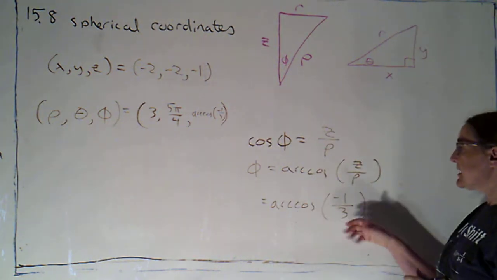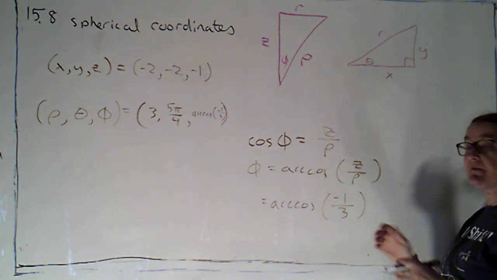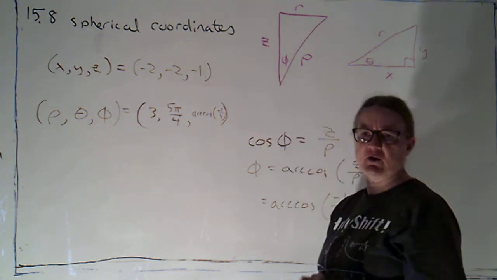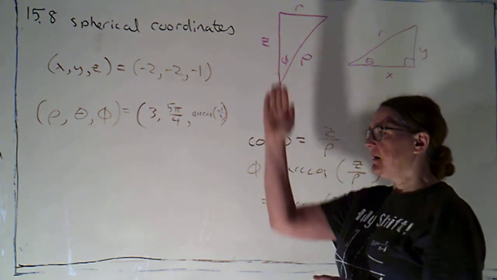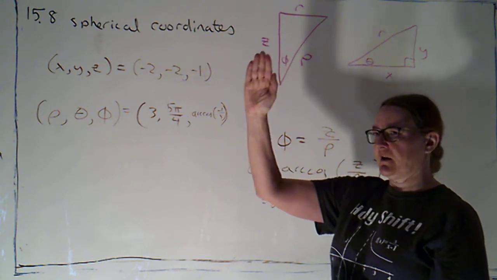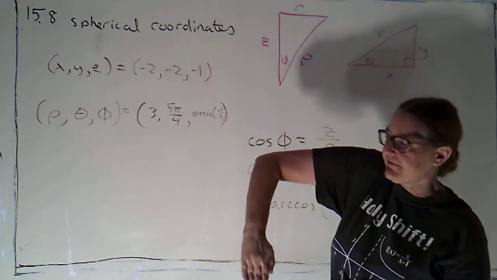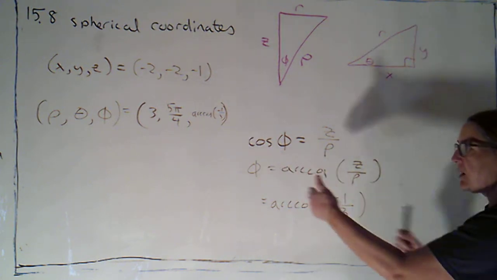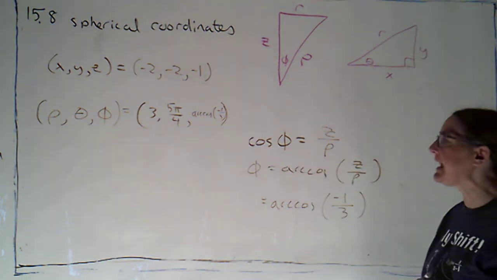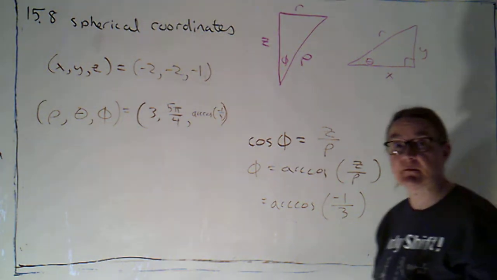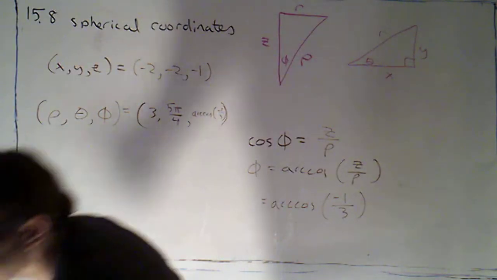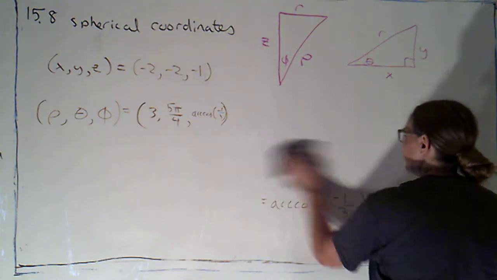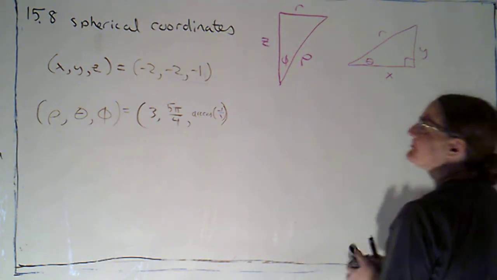You'll notice, because the cosine is negative, this is going to be an obtuse angle. That makes sense because our z value was negative. So if we started pointing straight up, in order to get down to a negative value, we would have to rotate past pi over 2. So those two will always go hand in hand. Z will be negative when phi is obtuse, or when phi is pi, because of course, cosine of pi is -1.